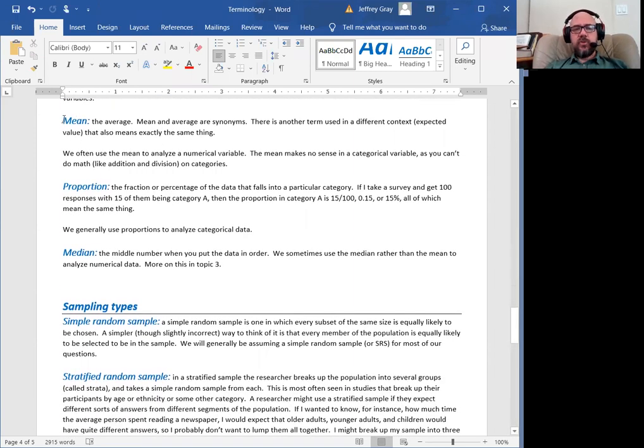Mean is usually used, well, it has to be used on numerical variables. You can't use it on categorical variables because with categorical variables you can't do math, right? That's the specific defining characteristic of them, so you couldn't find their average.